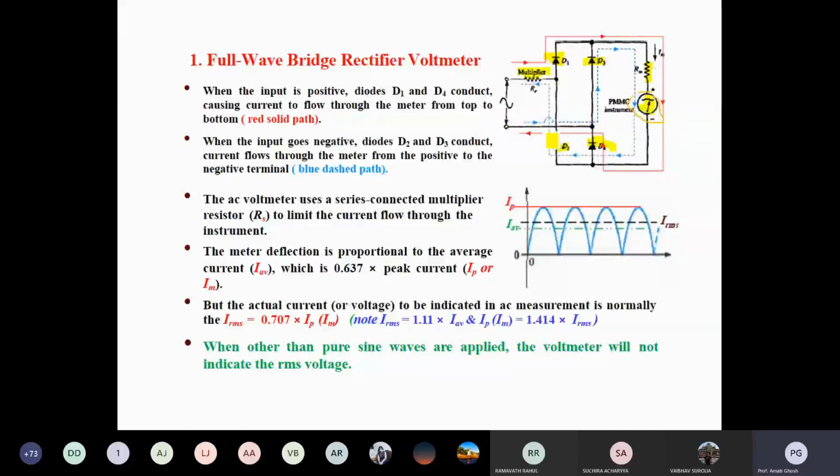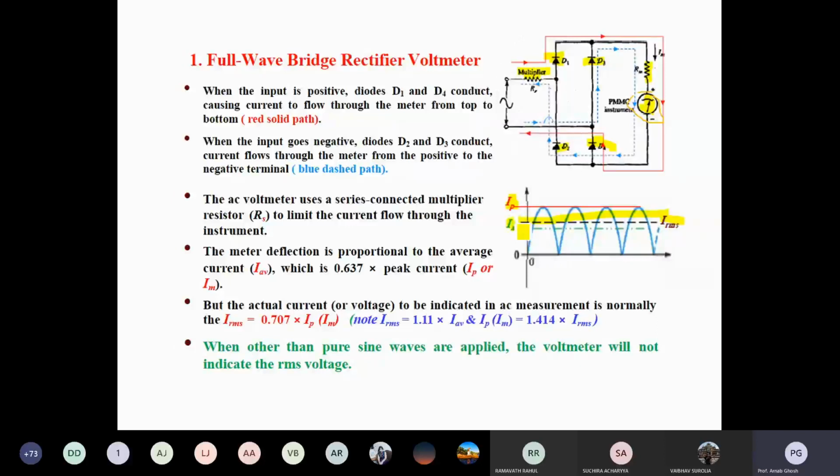So Ip is your peak value, and you are getting the value of I RMS, and you are also getting the value of I average. The AC voltmeter uses a series-connected multiplier resistor Rs to limit the current flow through that instrument. I have already told you.